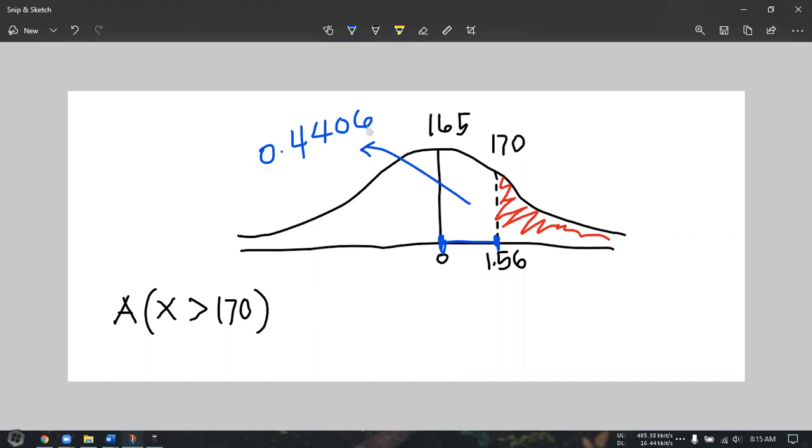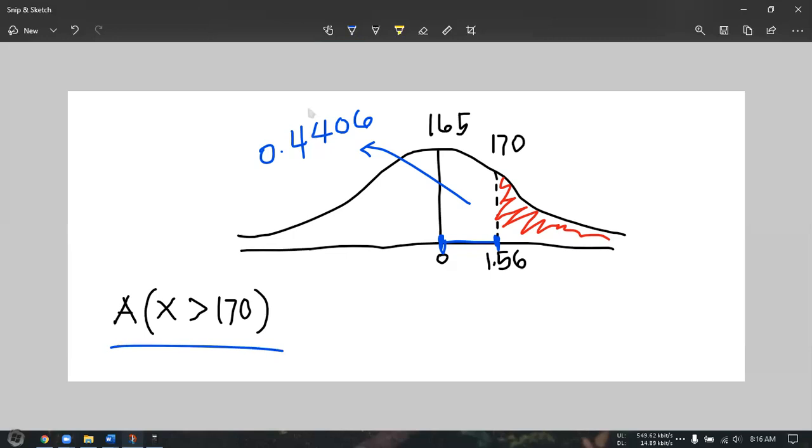Okay, if this is 0.4406, how do you think we would be able to find this shaded portion? We're on the fourth step now. We're done with conversion, we're done with illustration, and we're done with identifying the area from the mean. So we have to plan how to find the area of the shaded region. Fourth step.